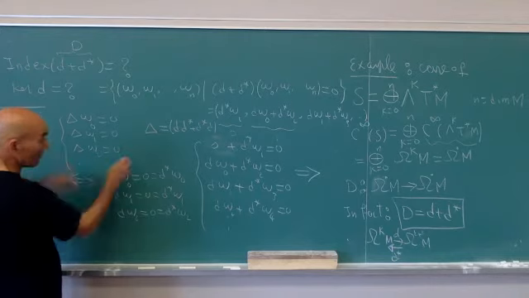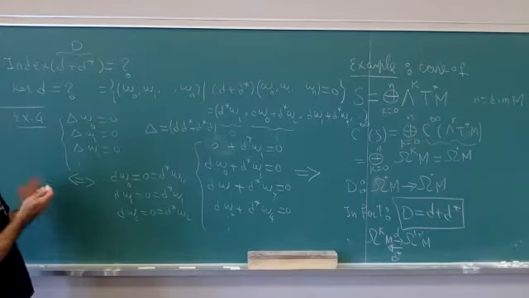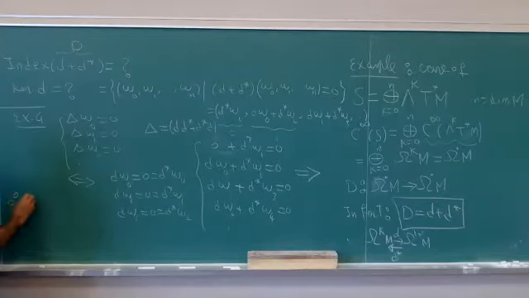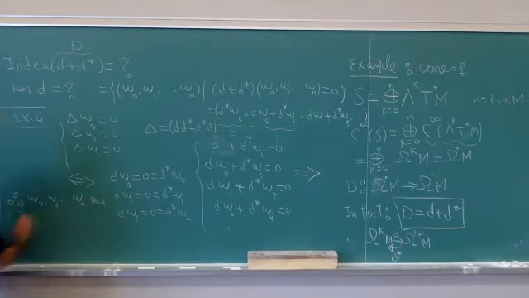So then what does it mean? These equations mean that omega 0, omega 1, omega 2, up to omega n are harmonic forms.